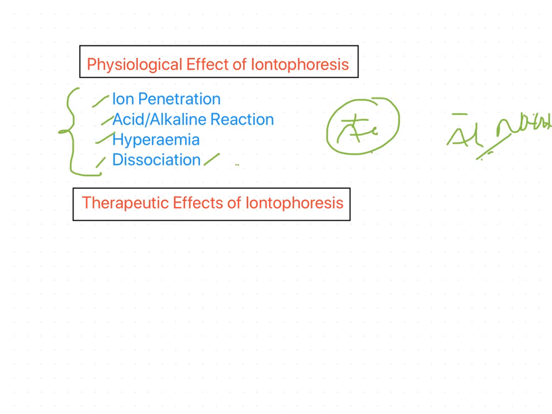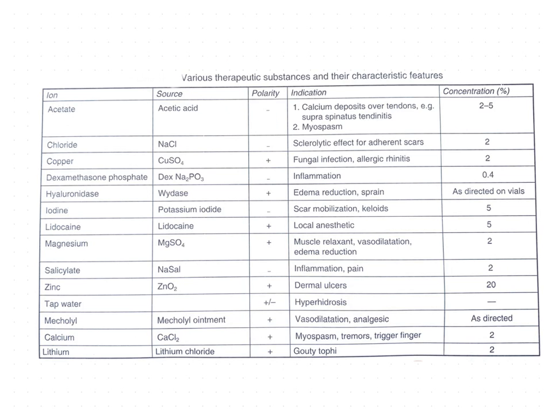If you see the therapeutic effects of iontophoresis, they depend upon the nature of the drug introduced into the tissues. A very large number of substances have been used for a vast range of therapeutic purposes over the years, most of them with little success. Here we can see there are different kinds of ions with some therapeutic uses and their characteristic features, both positive and negative ions.